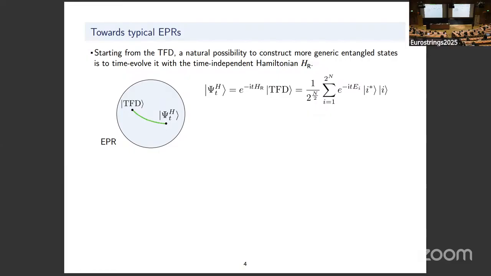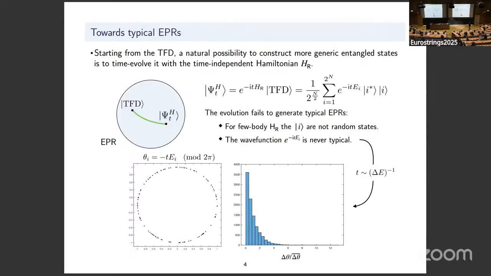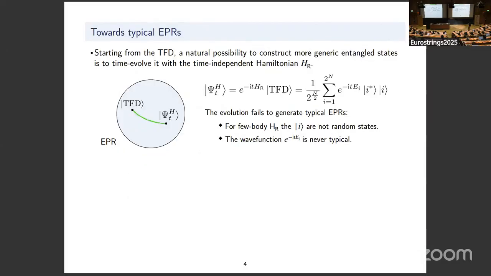So it is easy to see that this state will never become typical. The reason is that this trajectory that we are evolving our state with doesn't explore a generic point in Hilbert space. Essentially, the conservation of energy along the trajectory, the conservation of the Hamiltonian, prevents the trajectory from exploring most of the Hilbert space. So it only explores a measure zero subset of the space of maximally entangled states, and therefore this state never becomes a typical EPR. Okay.